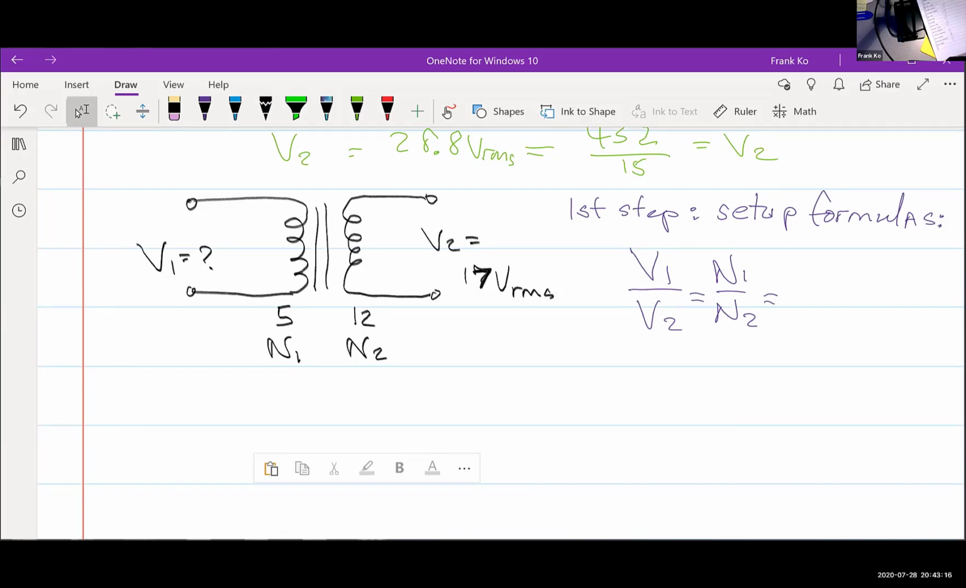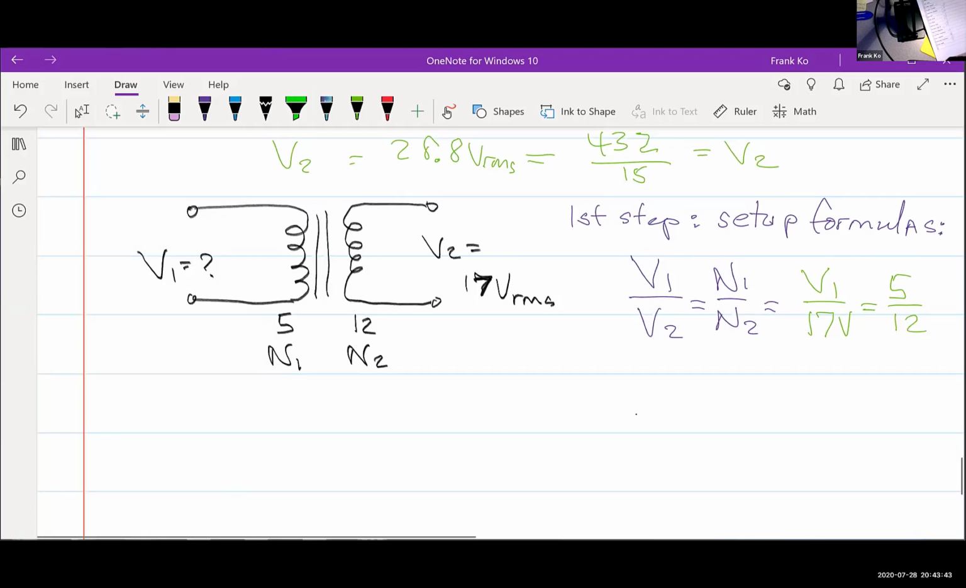So the numbers will come from, let's take a look here. Chisamaga, what numbers do I fill in here? V1 over 17 volts is equal to 5 over 12. How many people agree with that formula in green? We good with that? Okay, so far so good.